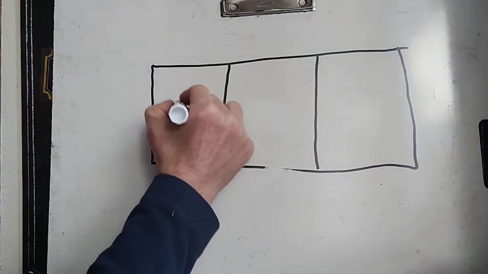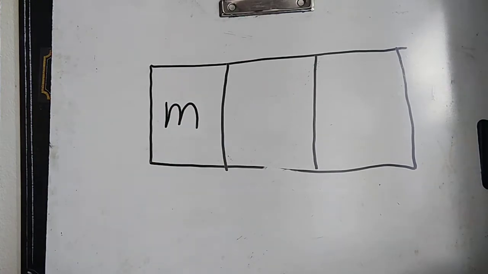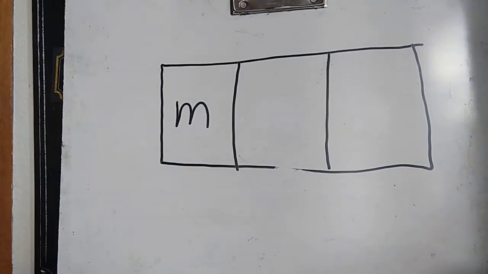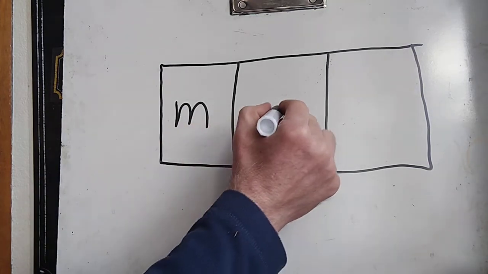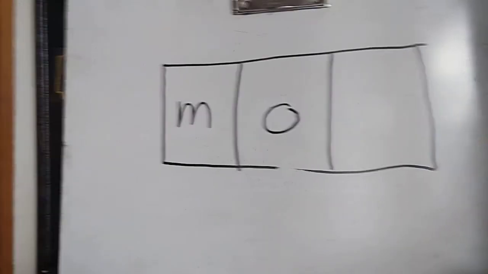All right. You're right. It is an M. All right. Are you ready for the second one? Mop. I think I know what it is. Do you? Tell me what I should write down. A for octopus. All right. And are we ready for the final one?